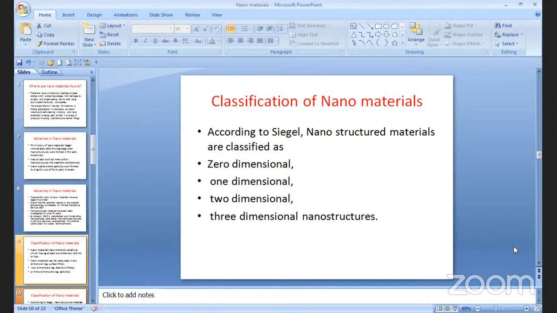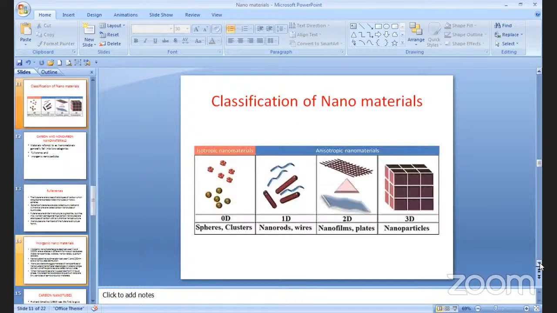according to certain Siegel, nanostructured materials have been classified as zero dimensional, one dimensional, two dimensional, as well as three dimensional nanostructures. So according to these scientists, this is the figure we have, the classification of the nanomaterials. So the first one is zero dimensional: spheres and clusters we have.